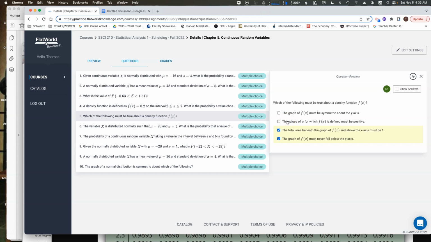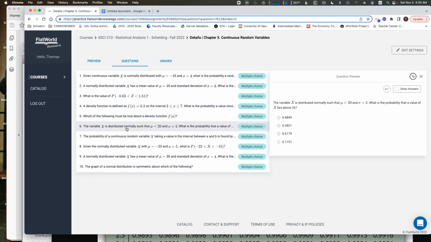No, it can be negative. And does it need to be symmetric about the y-axis? No. I mean, it'd be nice if it is. It makes our life a little easier. So I think it's just these two. And this would just be definitional. Okay. Let's go on here.